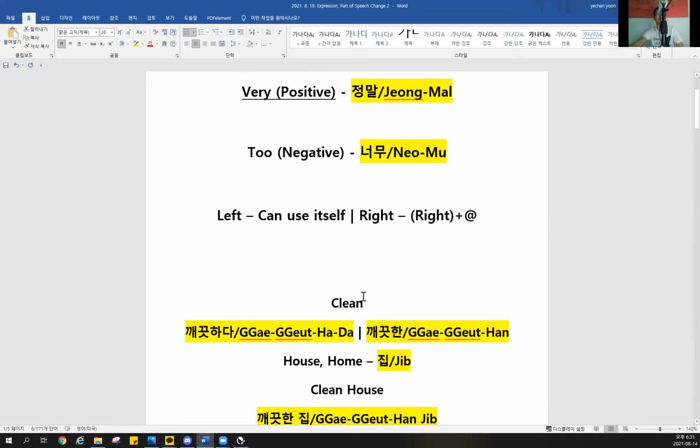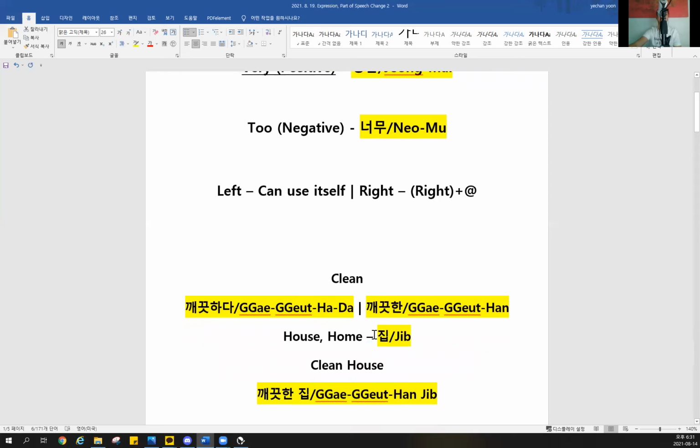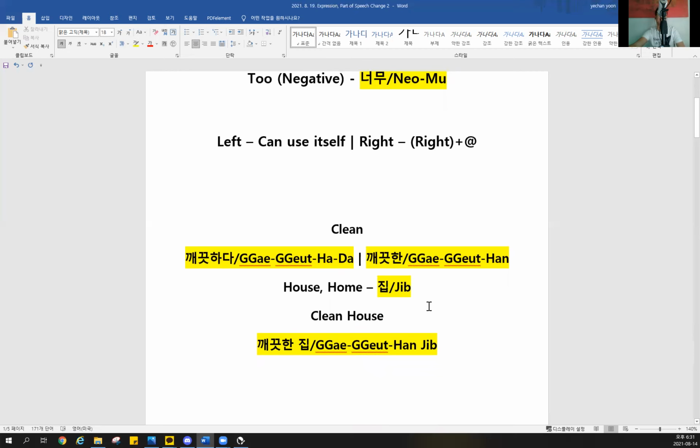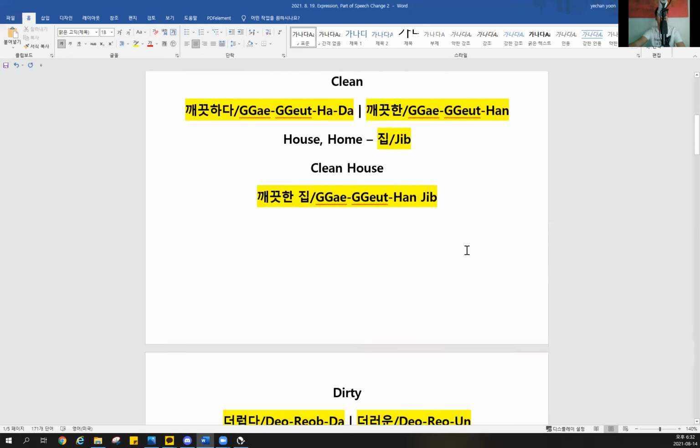For clean you can say 깨끗하다. The changing form is 깨끗한. I'll give the example with house. House you can say 집. Then clean house, how can you say? With the right side you have to use it, so 깨끗한 집.